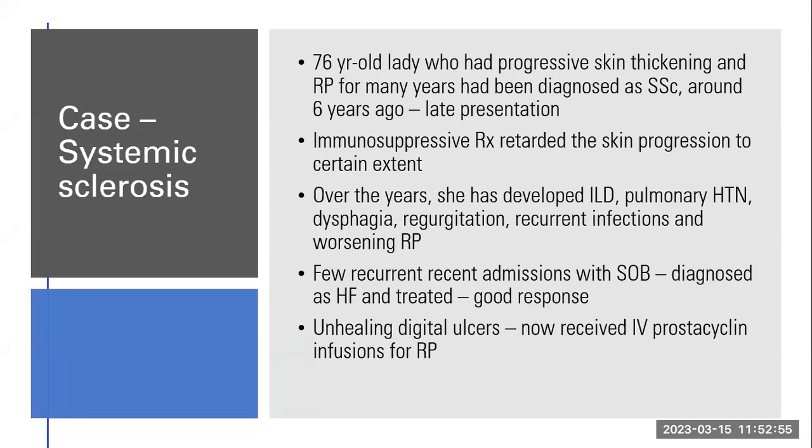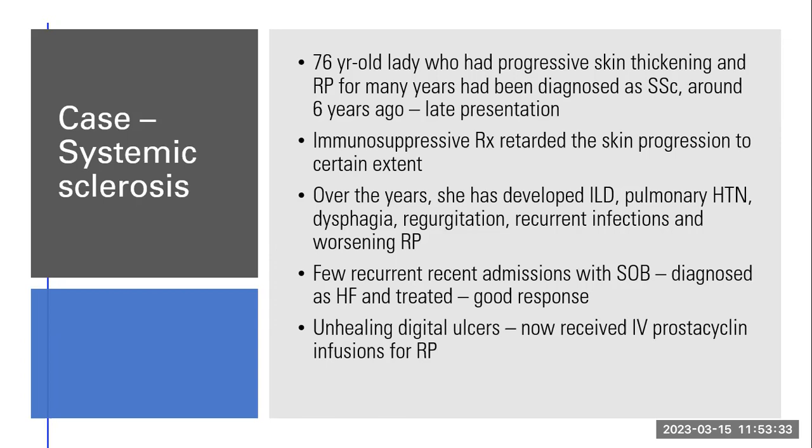So next I'll move on to my second disease. This is about a 76-year-old lady who had progressive skin thickening and Raynaud's phenomenon for many years, and had been diagnosed as systemic sclerosis around 6 years ago, and she had presented late to the clinic. The patient had been commenced on immunosuppressive treatment, which retarded the skin progression to a certain extent. Over the years, she has developed all the complications related to systemic sclerosis, including interstitial lung disease, pulmonary hypertension, GI dysmotility, recurrent infections, and worsening Raynaud's phenomenon.